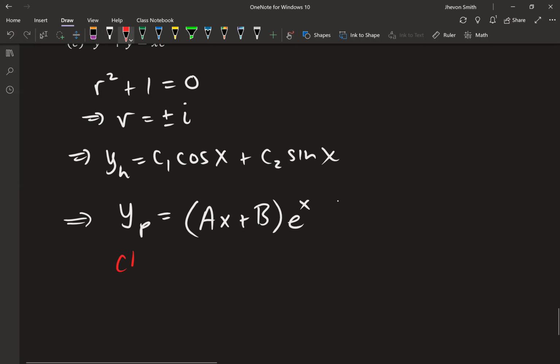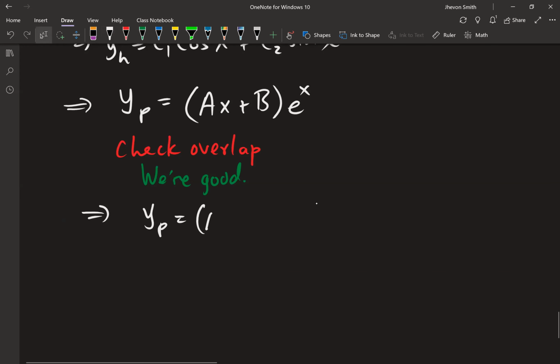Then I would check overlap. I'd realize we're good. And so that is the answer, or the answer to this example. That is the guess that I would make. It looks like ax plus b e to the x.